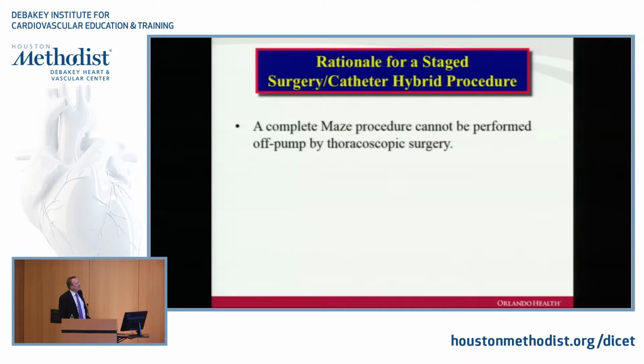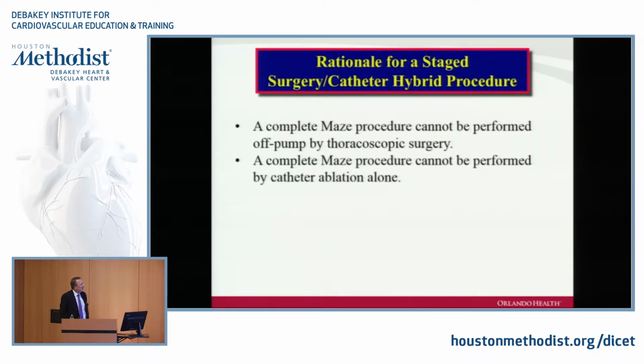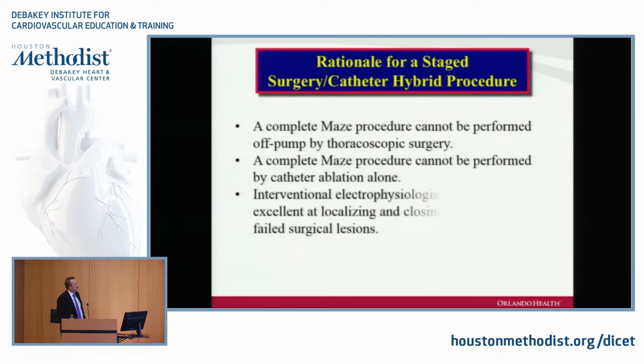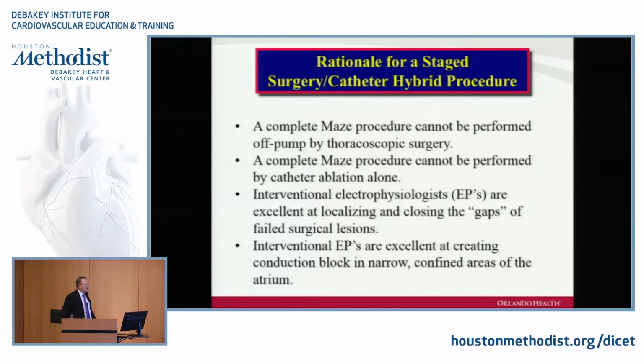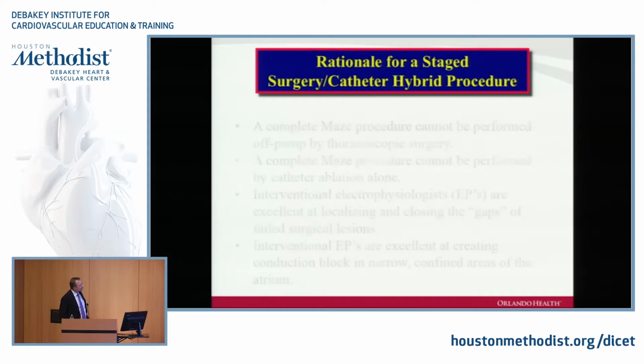So one of the things that's true is that we cannot perform a complete maze procedure off-pump thoracoscopically. I completely agree with that. A complete maze procedure cannot be performed by catheter ablation alone. I completely agree with that. You can't make transmural lines with dots. Our EPs are excellent, though, at localizing and closing those gaps that occur in non-transmural failed surgical lesions. And they're excellent at creating conduction block in narrow, confined areas, perhaps that we can't achieve surgically.